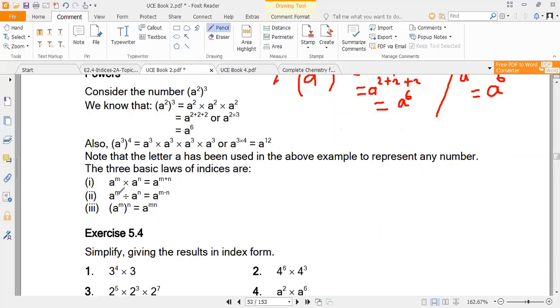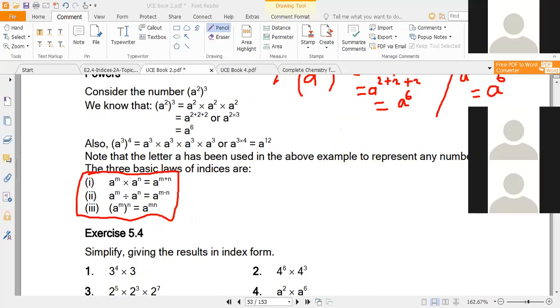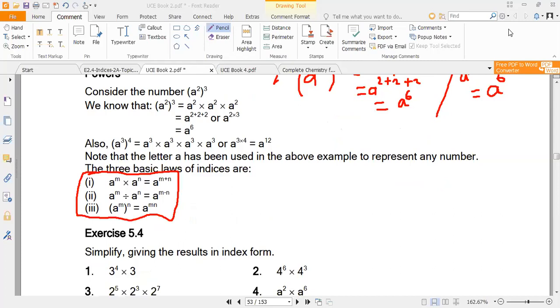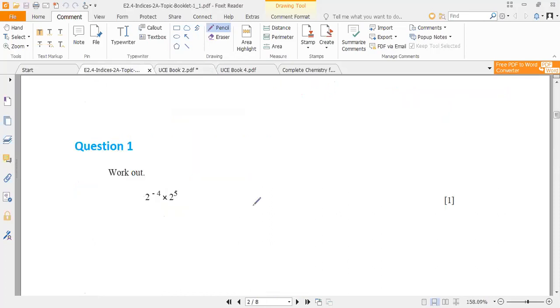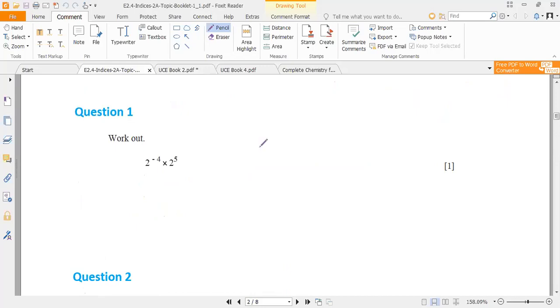So basically these three are what we call the basic laws of indices. In all the questions that we shall be doing, we shall involve those three laws of indices in whatever we do. So let us look at some questions now. Let's now shift to questions.